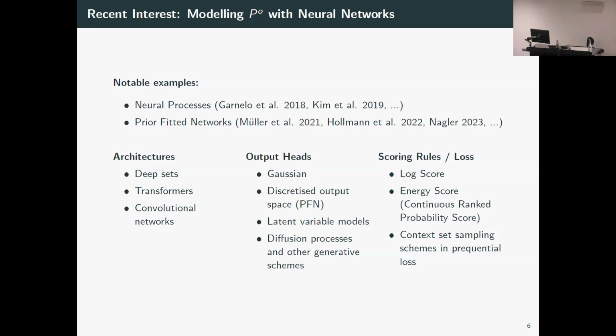You can use many different types of outputs. You can model the predictive distribution as a Gaussian or other parametric families. You can discretize the output space, which is what they do in prior fitted networks. You have latent variable models, and people have even tried diffusion processes and other generative schemes, sometimes with the energy score, which can be approximated by Monte Carlo. And then there are variations in the scoring rule, whether you use the log score or the energy score, how you sample the context sets, and how you define the distribution of the size of the context sets in training.